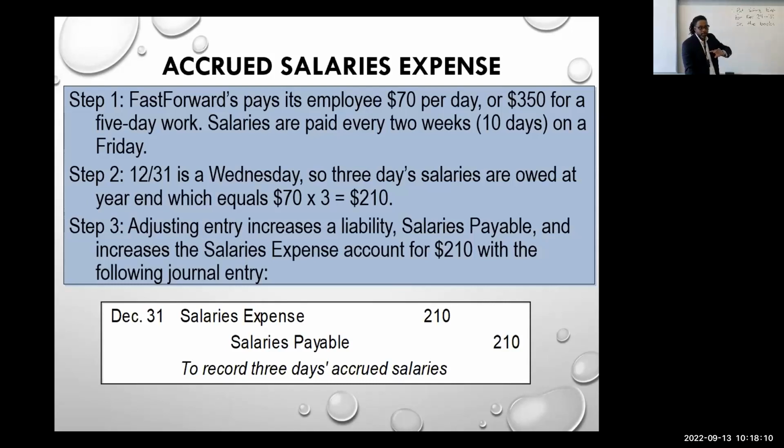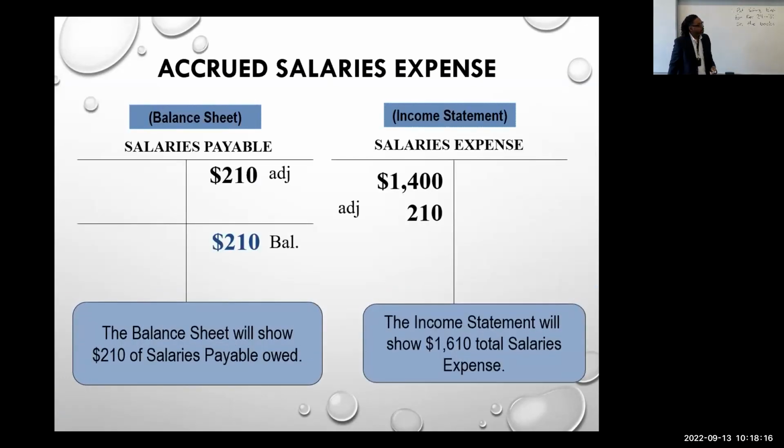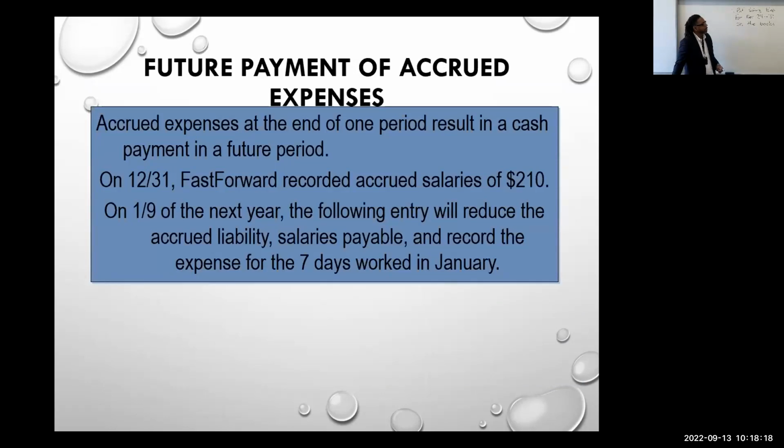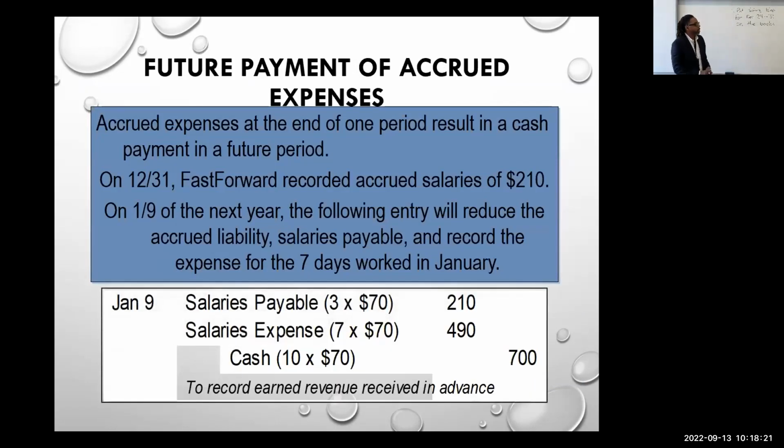Everybody with me? Now, the next 7 days, and when we pay is, I think, the 9th, January 9th. Yeah. So what we're doing here is on January 9th. So think of this as 12/31. Then on January 9th, what we're doing here, we're paying out our employees. But part of it is sitting in a liability. So we need to zero the liability. And then the rest is just your regular transaction, debit salaries expense, credit cash.